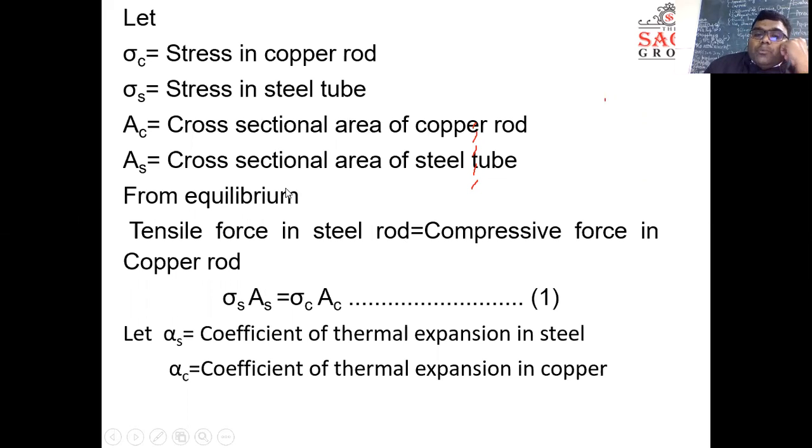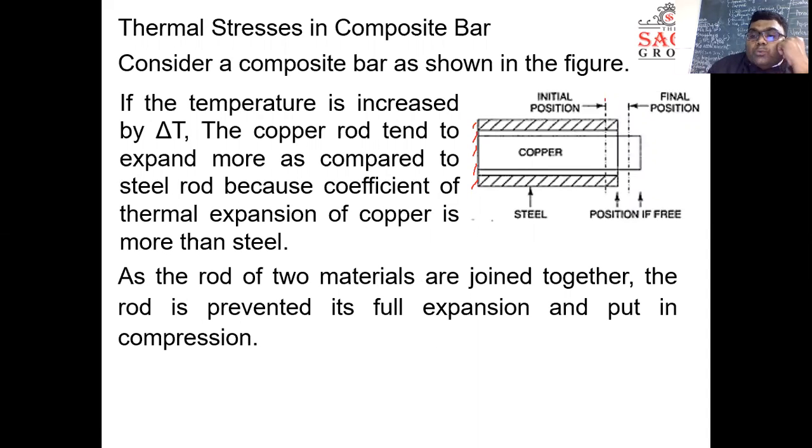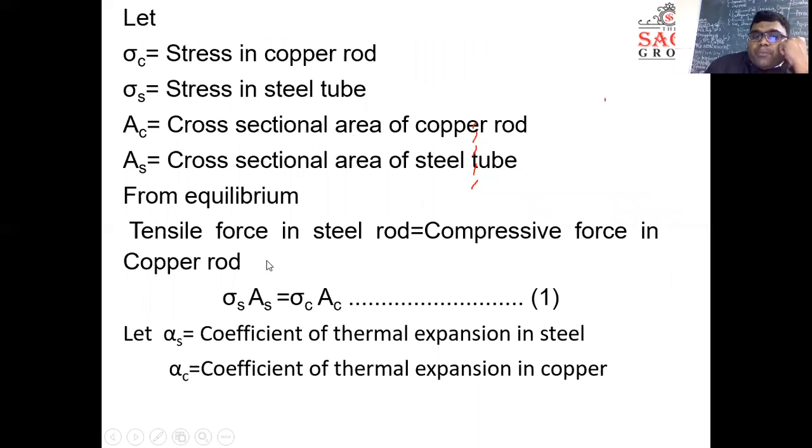So from equilibrium, means say what? Because the tensile force acting in steel and compressive force acting in the copper, क्यों? Let's see. Because if it is free, इसको यहाँ आना था पर ये फ्री नहीं है तो इसने पीछे की तरफ खींच लिया तो ये आ गया कंप्रेशन में. इस भाई को यहाँ रुकना था, इसने इसको खींच लिया तो ये आ गया टेंशन में. यही चीज है, समझो.